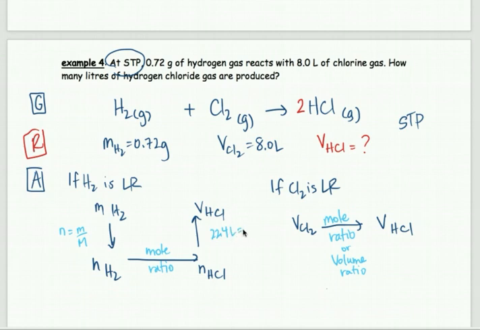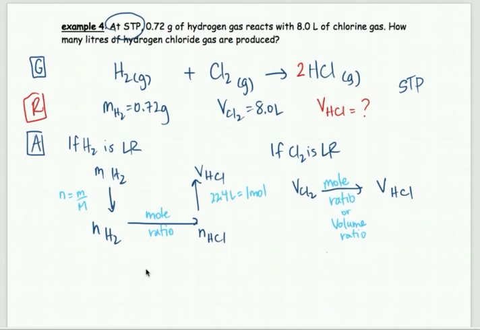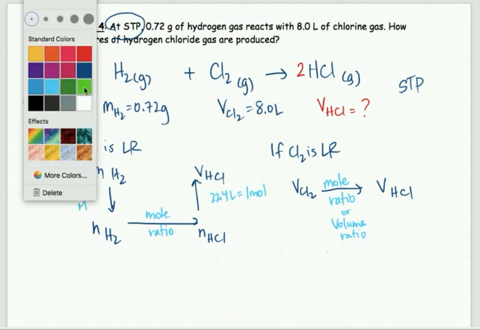So for this condition, we just need to figure out which way it flips. Let's find them both at the same time and calculate right to the end, the volume of hydrogen chloride. The one that's less is going to be the limiting reagent, and that's what the final answer will be.